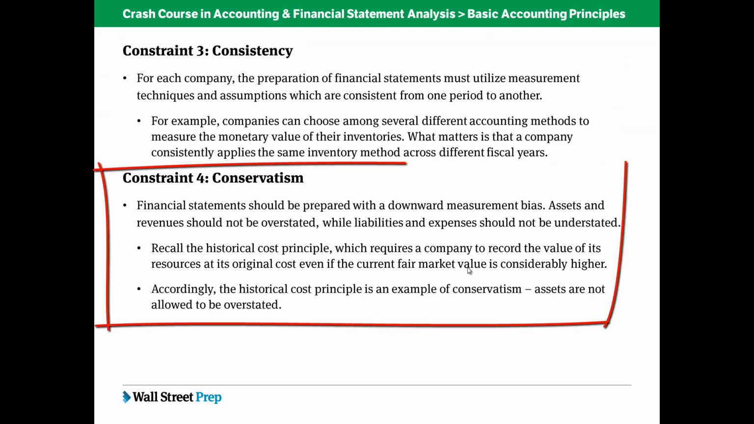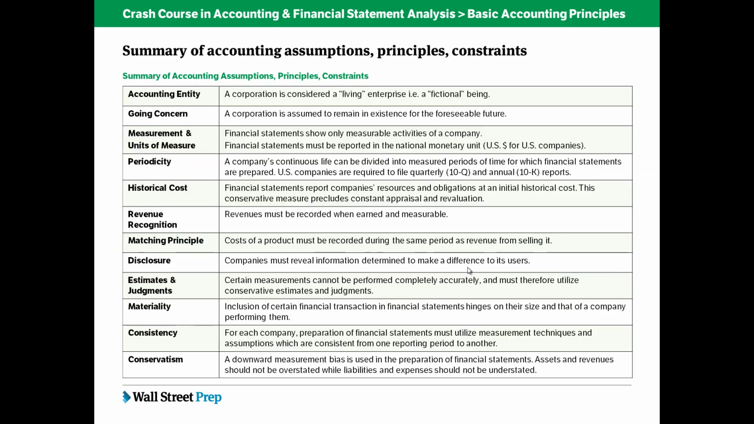The fourth constraint, and perhaps the most important constraint, is conservatism. Under GAAP, they always want companies to operate with a conservative bias. Financial statements should be prepared with a downward measurement bias. Assets and revenue should not be overstated, and liabilities and expenses should not be understated. And this is sort of tied into the historical cost principle. In fact, you can think about the historical cost principle, which requires a company to record value of its resources at an original cost, even if the current market value is considerably higher. That's an example of a conservative bias.